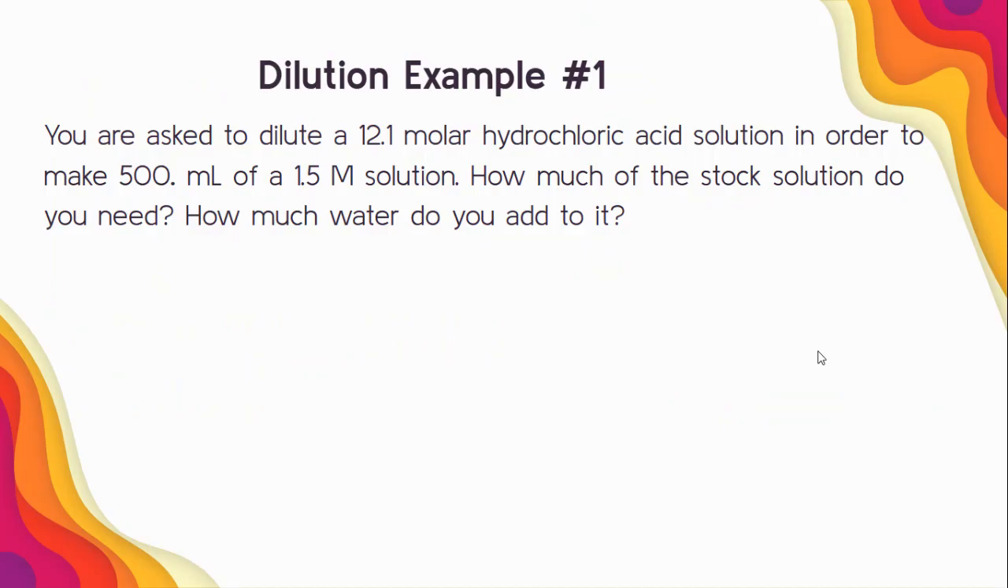So for example, you're asked to dilute my 12.1 molar hydrochloric acid solution in order to make 500 milliliters of a 1.5 molar solution. We want to know how much of the stock solution we need, and then how much water we need to add to it to get to our final desired solution. So we're going to utilize the M1V1 equals M2V2 equation.